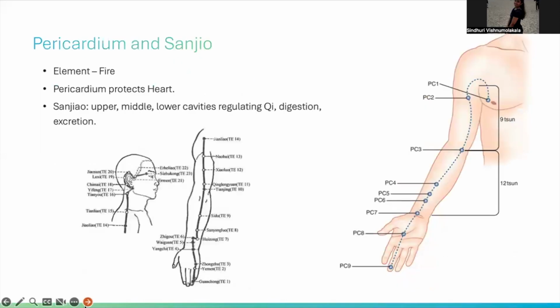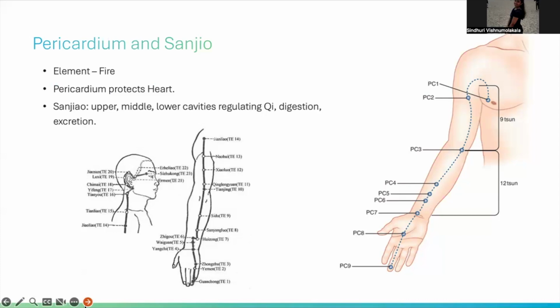Then comes pericardium or Sanjiao or triple energizer. They don't have their own physiological functions because pericardium is like a protective layer for the heart, and Sanjiao is considered like three different cavities in the body, like upper, middle, and lower cavities. So they belong to the element fire. As I said, the Sanjiao was described as having a name but no form.